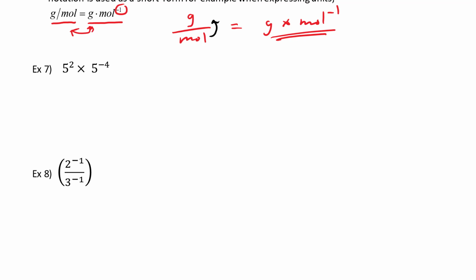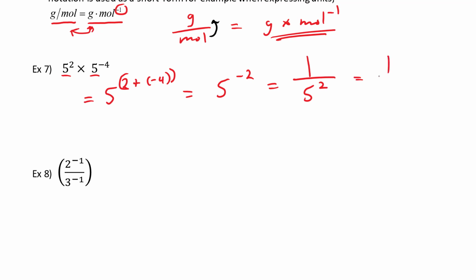So I'm going to answer these, and I want the final answer to have a positive exponent. So here I have two of the same bases. I'm multiplying them. Therefore, I can add these together. 5 to the minus 2, giving me 1 over 5 squared. And if I wanted to, I could expand it even further, 1 over 25.